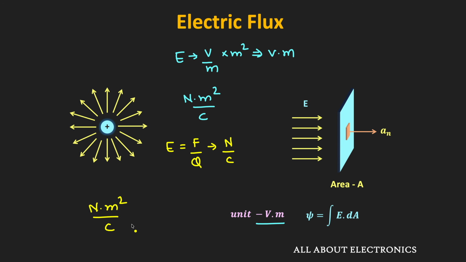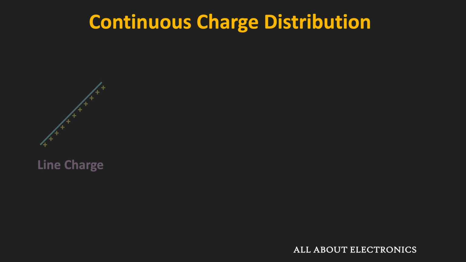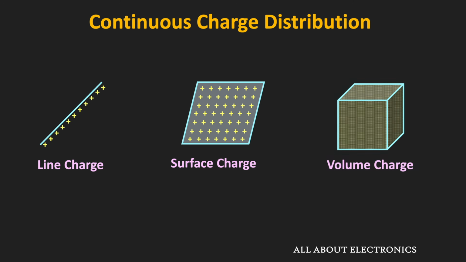So far, during our discussion, we have assumed that the source of this electric flux was a point charge. But in general, the source can be anything. It can be a point charge, or it can be a continuous charge, such as a line charge, surface charge, or volume charge.